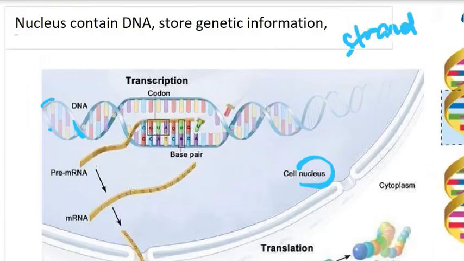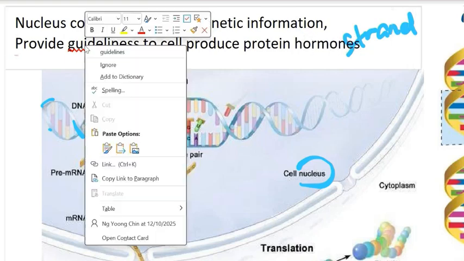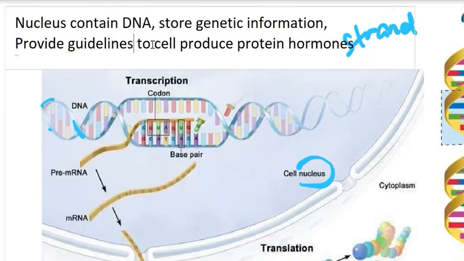This genetic information provides guidelines for the cell to produce any kind of protein products. Because producing protein products is one of the functions of the cell. That's why your body cells can produce hormones and enzymes, those kinds of protein products. They are all derived from proteins.